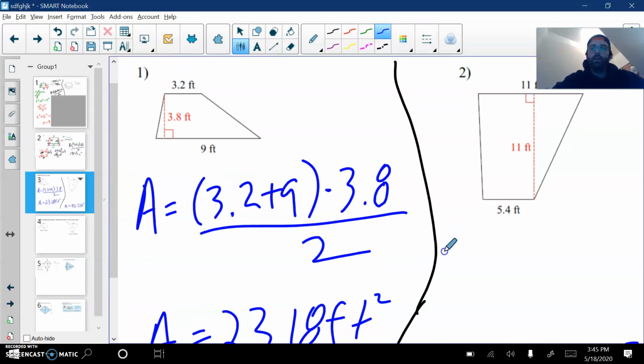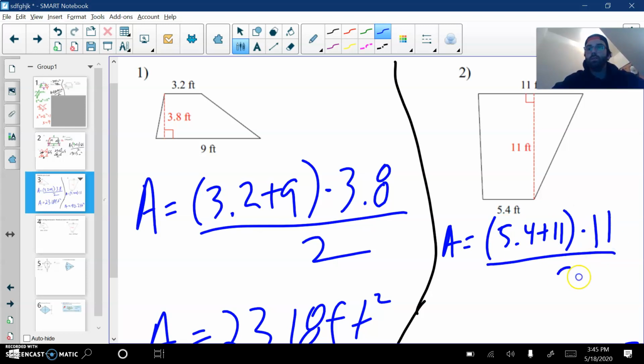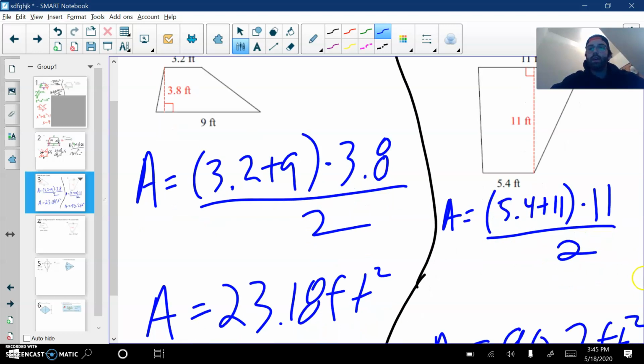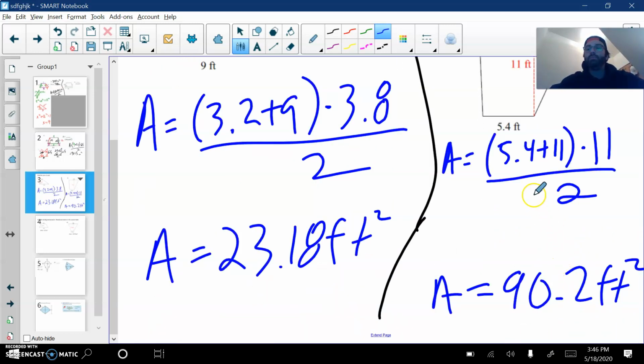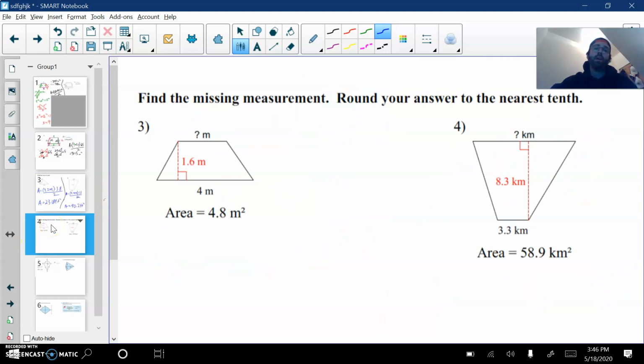Okay, area here, same general idea. Base 1, my shorter base, 5.4 plus 11 times the height of 11 all over 2. And I got 90.2 feet squared. Remember, you do 5.4 plus 11 first, and then multiply by 11, and then divide by 2.